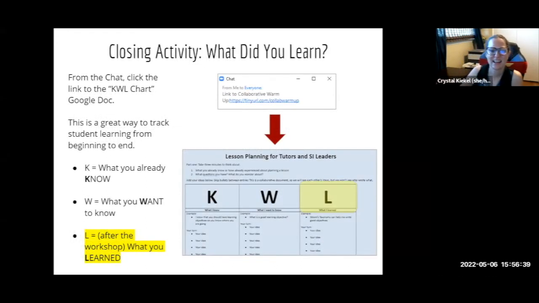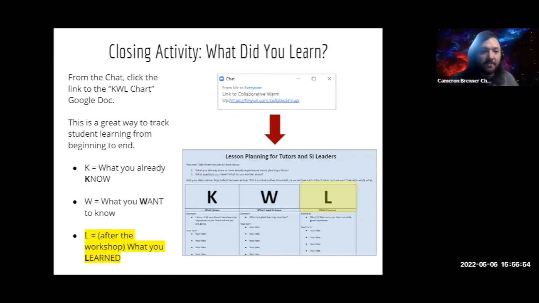So now that you have dug into your sessions a little bit and seen each other's sessions a little bit, let's do our own little closing. We're going to close out the KWL with a quick L. So Cameron, take it away.